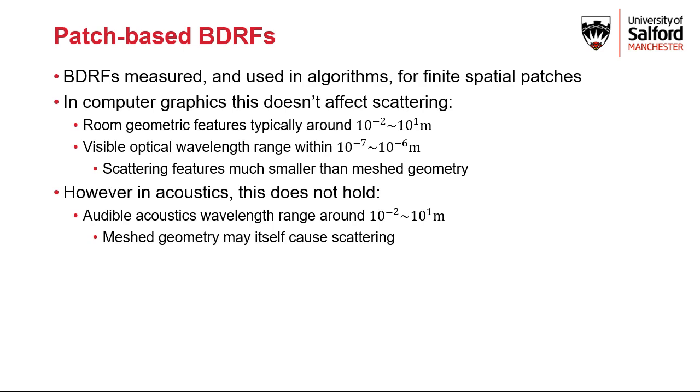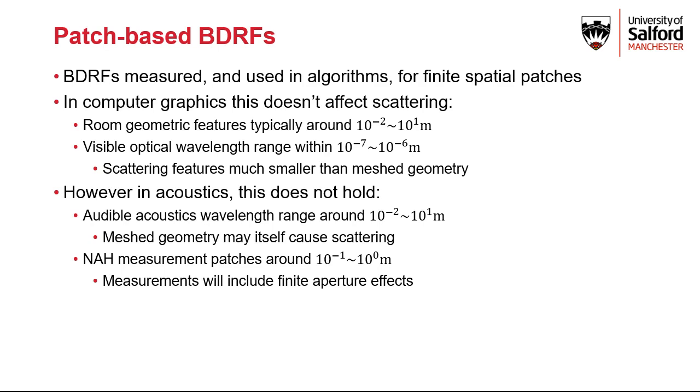So, I mean, this is typical. This is what makes acoustic modeling hard, is that the things that you are meshing are the things causing the scattering and the diffraction. So the patches you might want to apply these bidirectional reflectance functions to are the same order of scale as the things that cause the scattering. In addition, if you're measuring it with near-field acoustic holography patches, they tend to be the order of about 10 centimeters to a meter, or maybe a bit bigger. So what you're going to get then is finite aperture effects in all of your measurements.